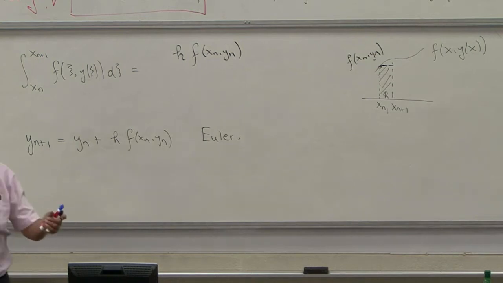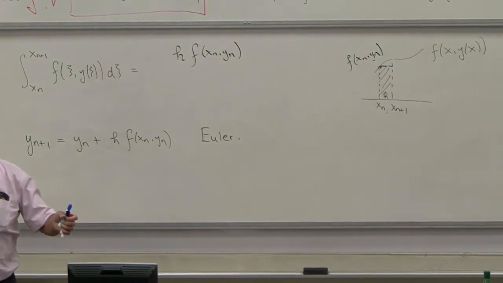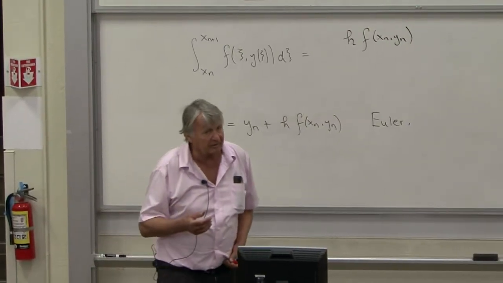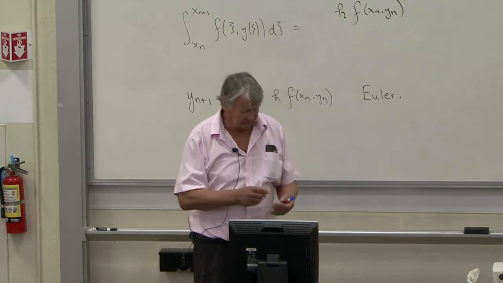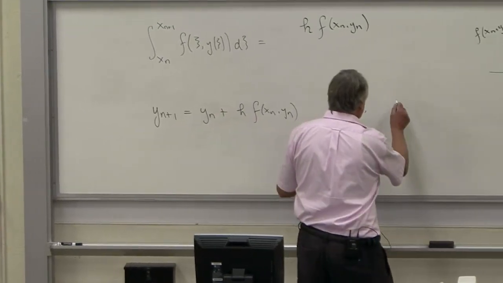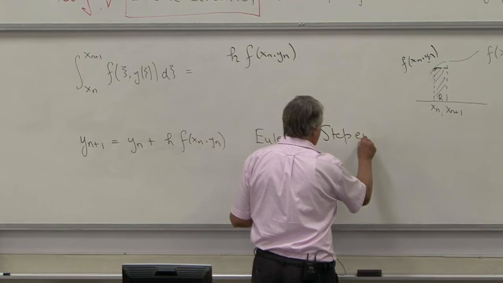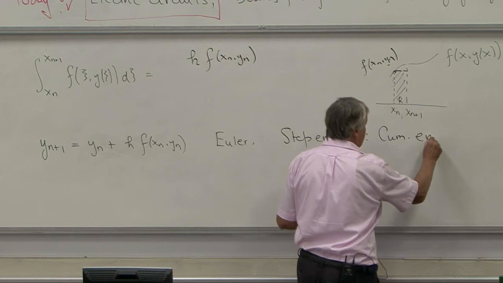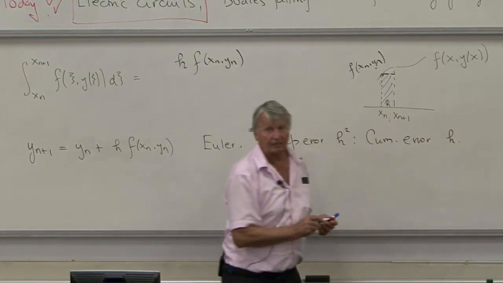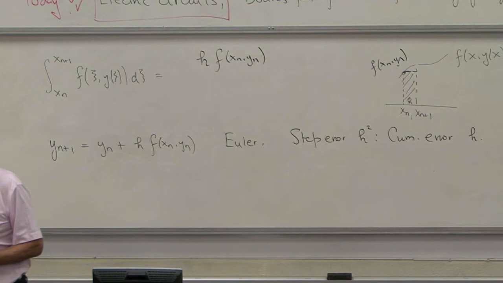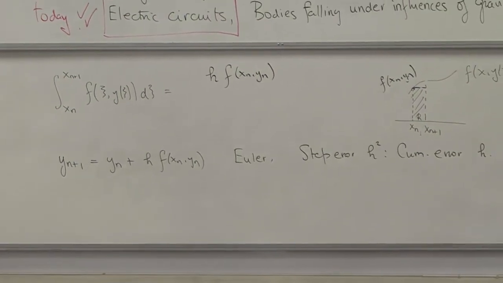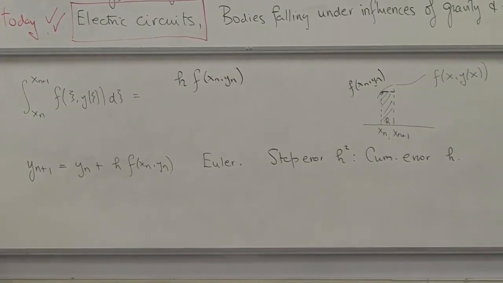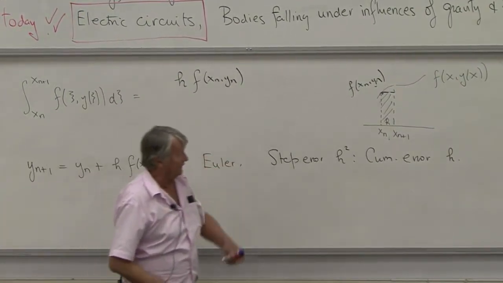But now I have capital N steps, where capital N h is x. So the cumulative error would be h. Okay? So the step error is h squared. The cumulative error is h. Question? H squared over 2. Well, it would have a factor in front. You're absolutely right. It'll be actually more complicated because it's not a perfect triangle.